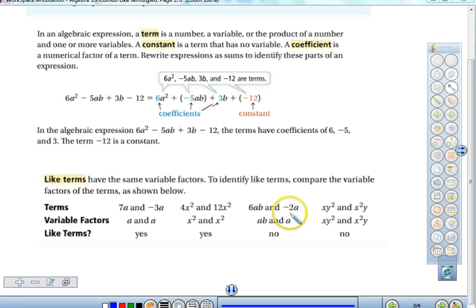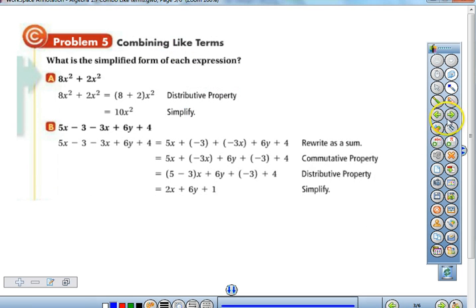6ab and negative 2a are not alike. Here you have a to the first, here you have a to the first, and b to the first. Not similar. And then this last one you can see again. Now if you need to pause the video, please do so that you can get these terms written down and add to your notes.